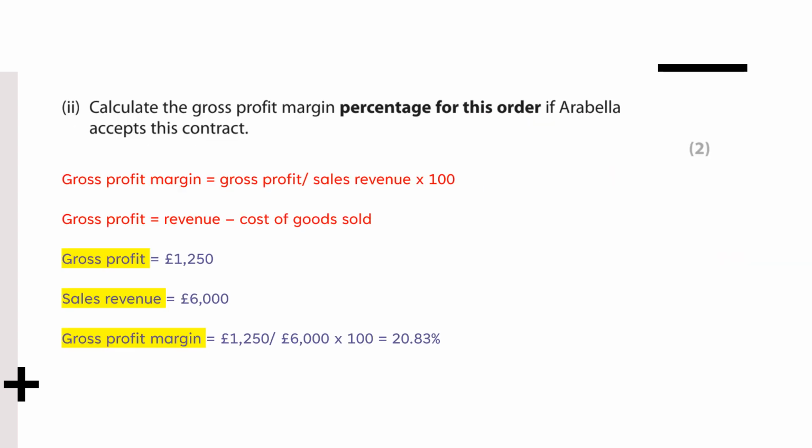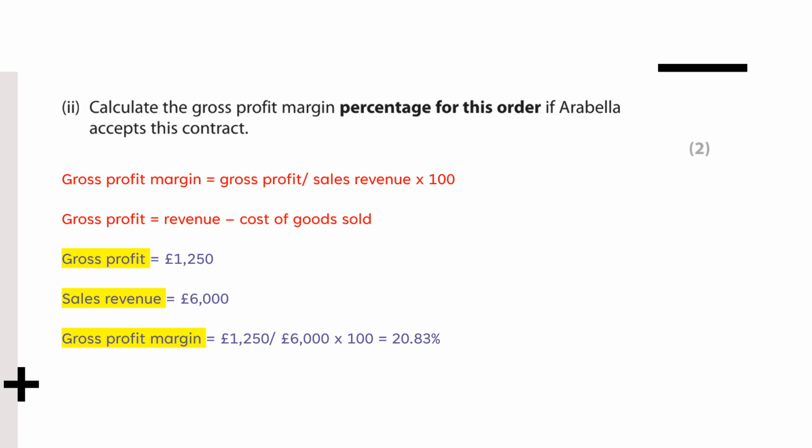Next question, calculate the gross profit margin percentage for this order if Arabella accepts this contract. Now to work out gross profit margin is gross profit divided by sales revenue times by 100. Now gross profit is revenue minus cost of goods sold. Now if you remember in the last question, our gross profit was 1,250 and our sales revenue was 6,000.